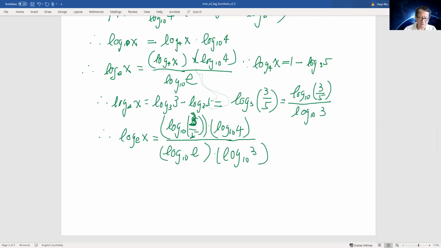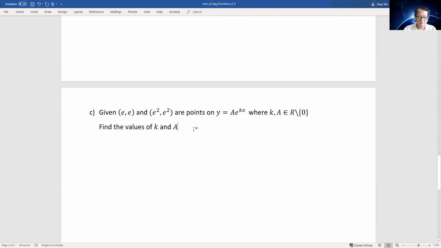So let's do number 3. In number 3, we want to find what A and K are, given those two points on that line. How do we do that? We're just using algebra. Because (e, e) belongs to this graph, we substitute y is e: e equals A e to the power of K e. So that's what we call equation 1.